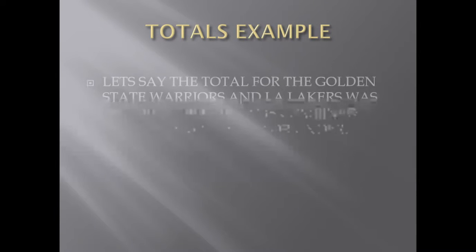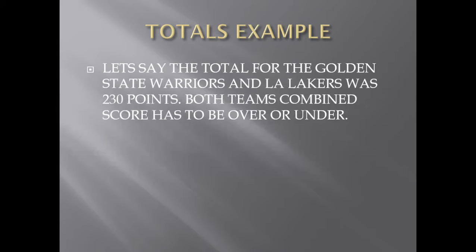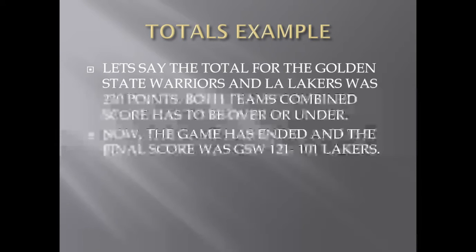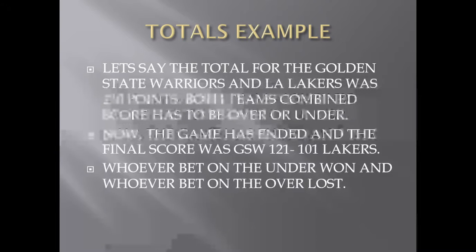under. Totals example. Let's say the total for the Golden State Warriors and the LA Lakers was 230 points. Both teams' combined score has to be over or under. Now, the game is ended and the final score was Golden State Warriors 121, the Lakers 101. Whoever bet on the under won, and whoever bet on the over lost.